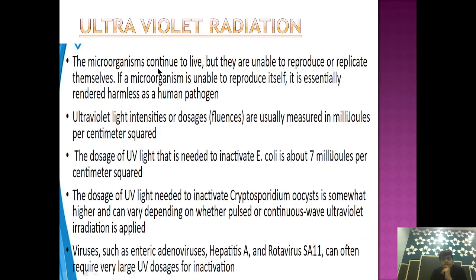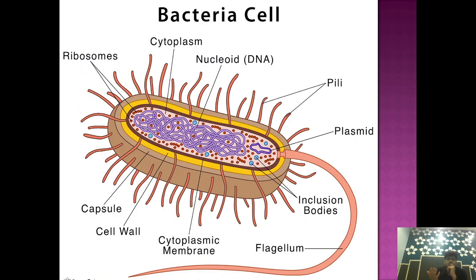Now, the microorganisms continue to live, but they are unable to reproduce or replicate themselves. If a microorganism is unable to reproduce itself, it is essentially rendered harmless as a human pathogen. As I have told you earlier, the main idea behind invasive and non-invasive is reproduction. If a microorganism in a host environment is reproducing itself in such a way that it outlives the host environment's microorganisms, then it is called an invasive microorganism. So if we damage the DNA of the microorganism, it can't reproduce, and if it can't reproduce, it becomes non-invasive.